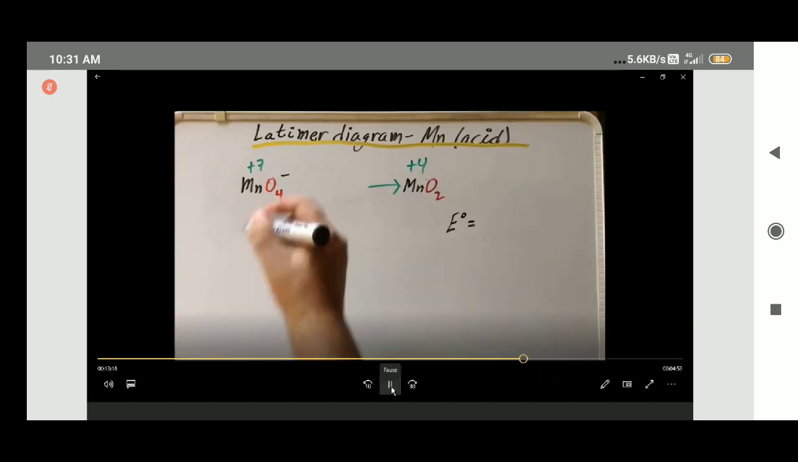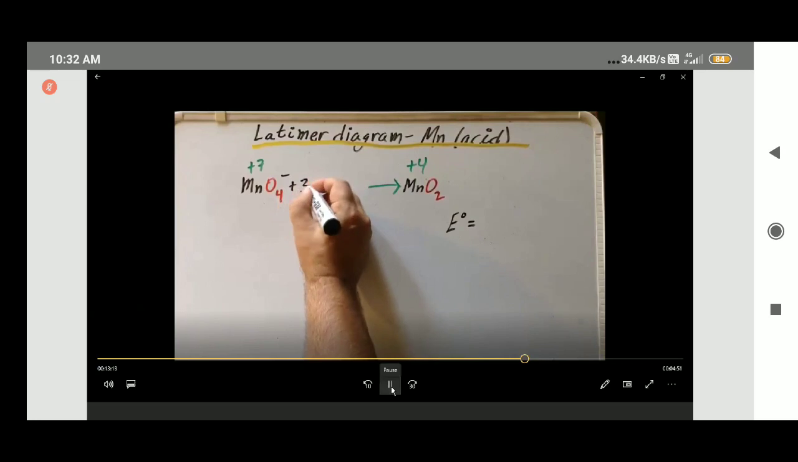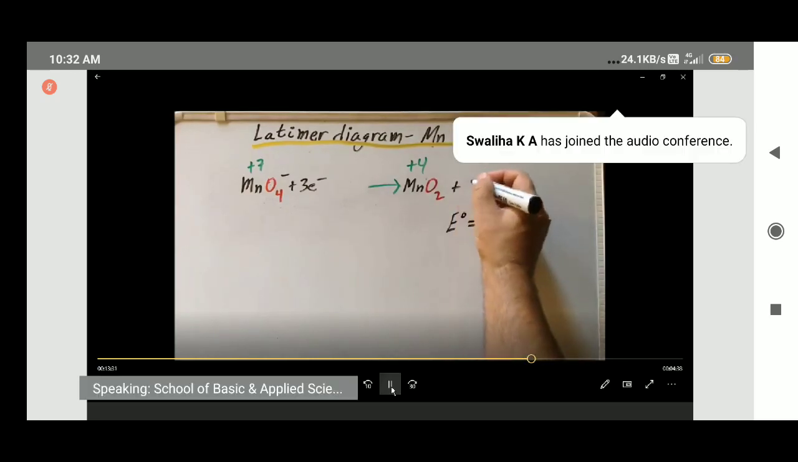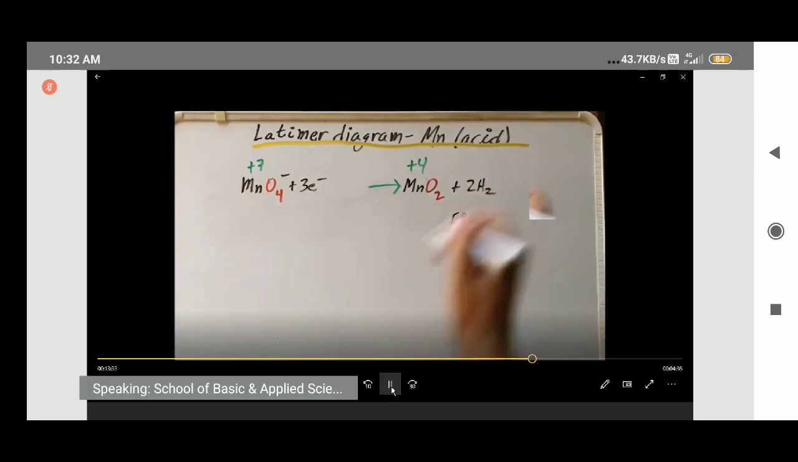Which is going to require 3 electrons. You also notice that we go from having 4 oxygens on the left-hand side to only having 2 on the right-hand side. So to balance the oxygen, we need to add 2 molecules of water.